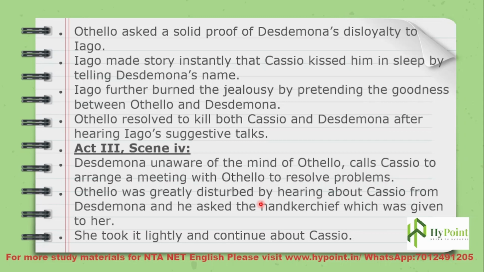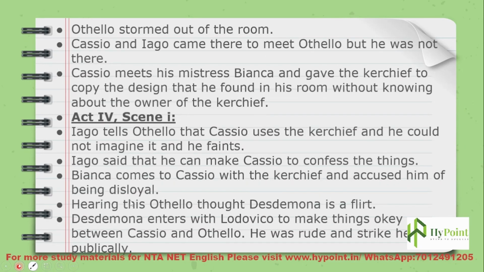So she also continuously talks about Cassio. She never thought that the handkerchief is so important that even that will be a fact in determining whether she is cheating on him. She never thinks like that. And Othello stormed out of the room.